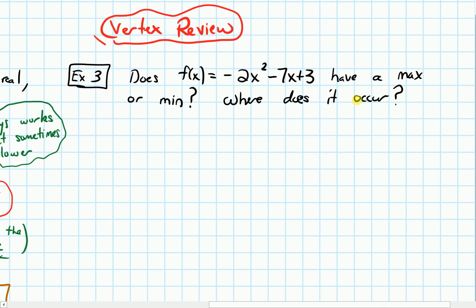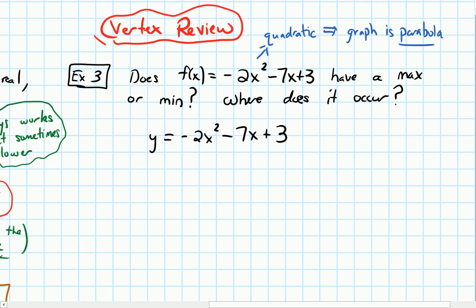Okay, so the first thing I'm going to do is write this as y equals, instead of f of x equals, to think about it in terms of the x coordinate and the y coordinate. So y equals negative 2x squared minus 7x plus 3. I know this is a quadratic, so that means the graph is a parabola.